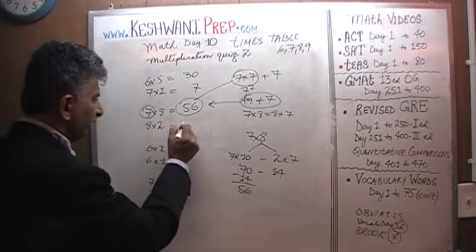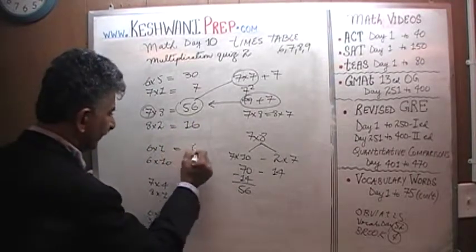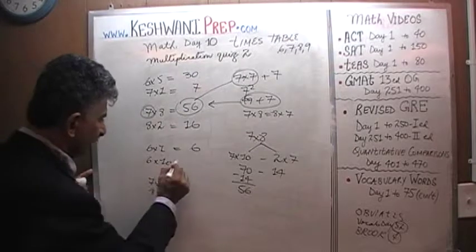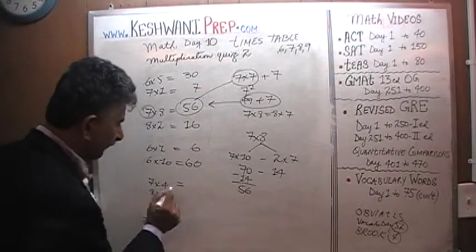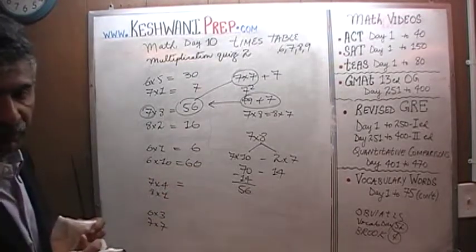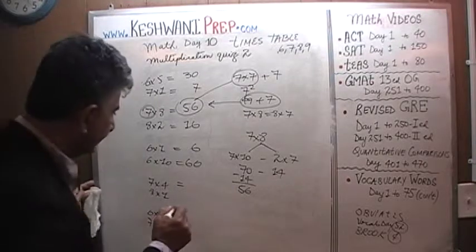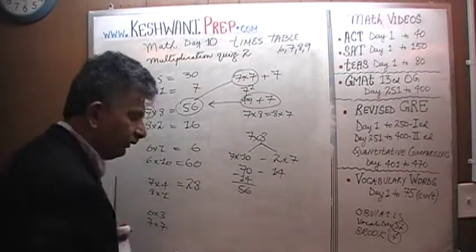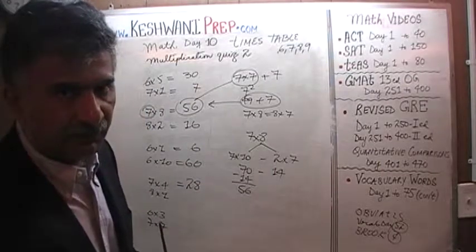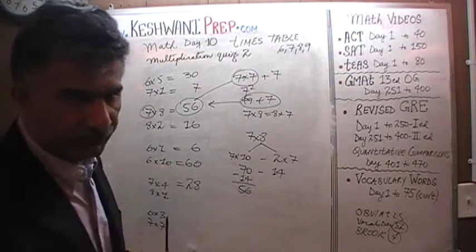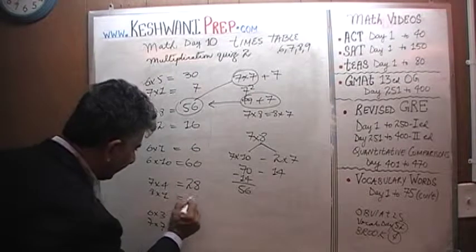8 twos are 16. That's pretty straightforward. 6 ones are 6. 6 tens are 60. 7 fours are, well, that's very simple. If we double the 7, we get 14. And if we double 14, we get 28. Whenever we have to multiply something by 4, that's the trick we use. We double the amount and we double the result. 8 ones are 8.